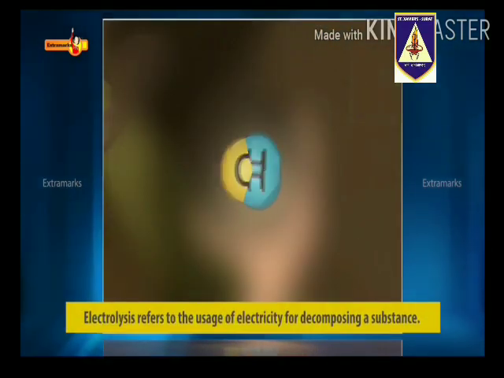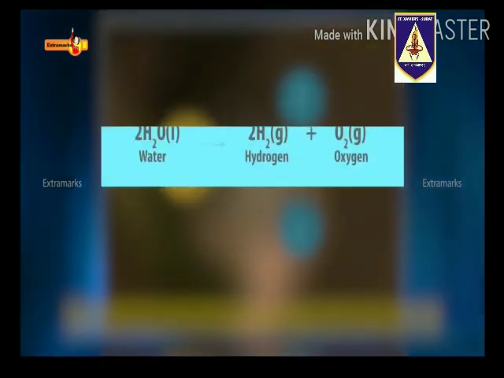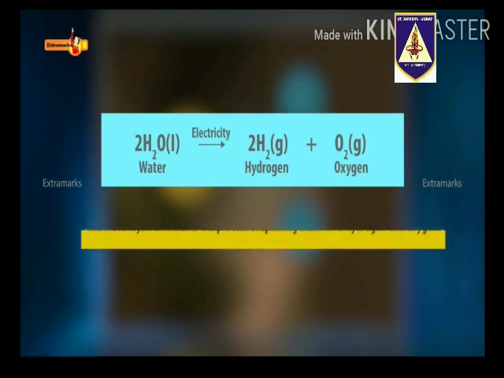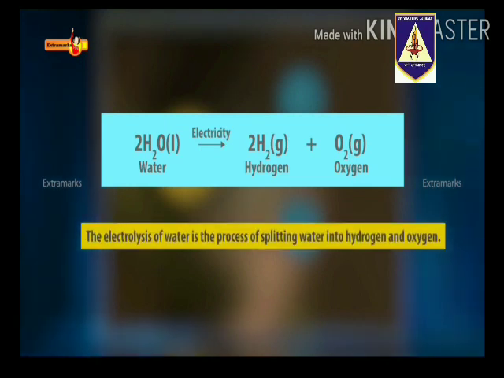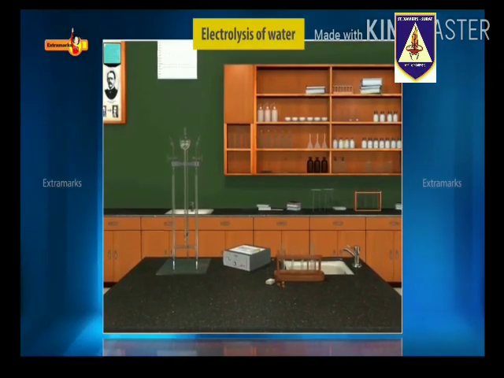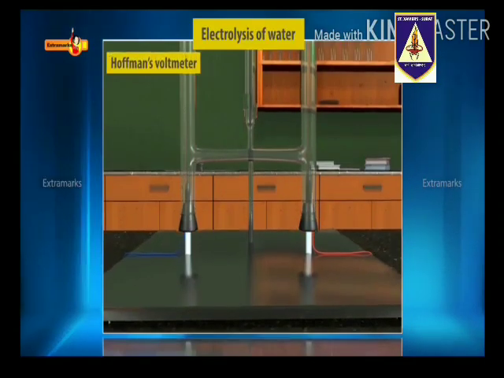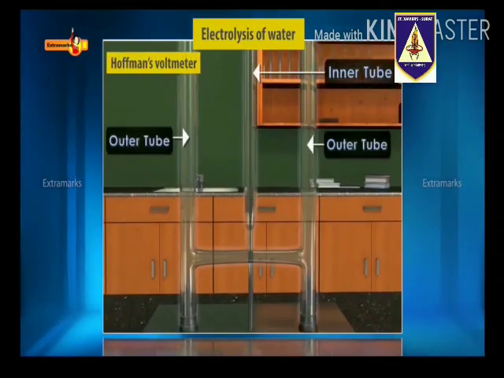Electrolysis refers to the usage of electricity for decomposing a substance. In the given chemical equation, water is breaking down into hydrogen gas and oxygen gas when electricity is passed through it. Let us understand the process of electrolysis. The apparatus required for performing the electrolysis of water is called the Hoffmann's Voltameter. The Hoffmann's Voltameter consists of three joined upright tubes.